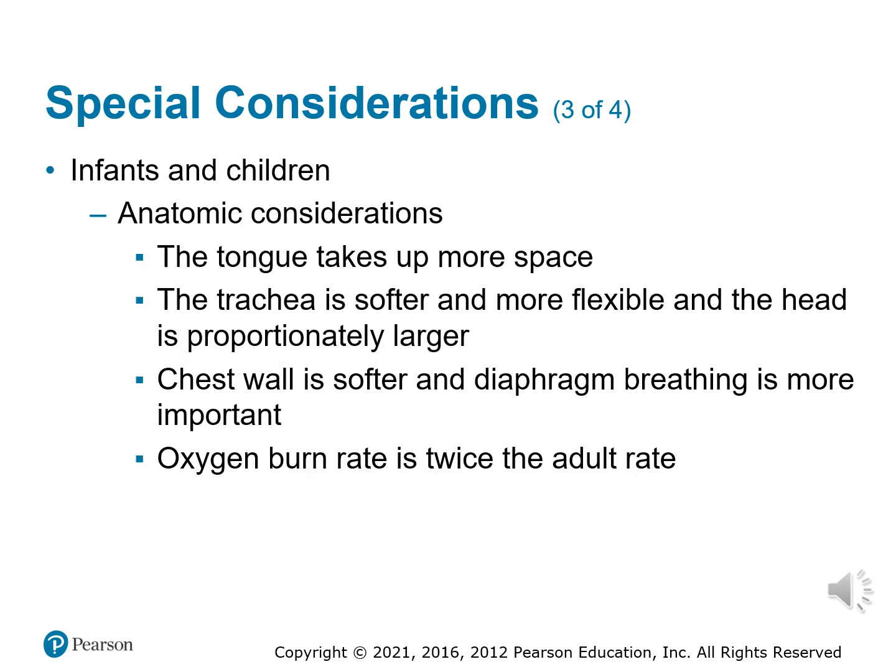Special considerations in infants and children. Here are some anatomic considerations. Their tongue takes up more space. The trachea is softer and more flexible, and the head is proportionately larger. The chest wall is softer and diaphragm breathing is more important. Oxygen burn rate is twice the adult rate.